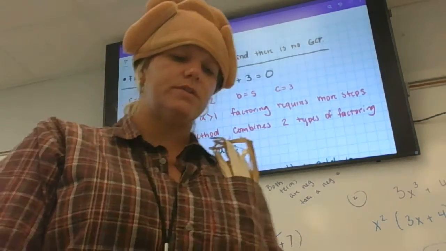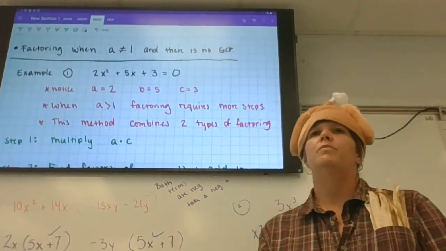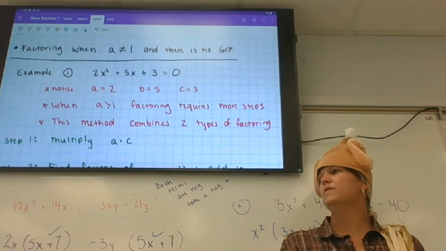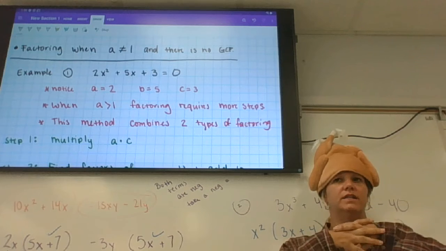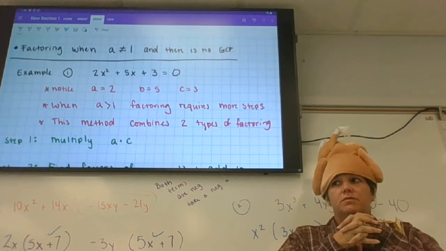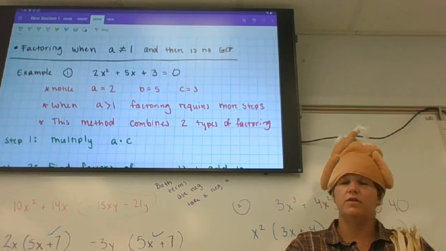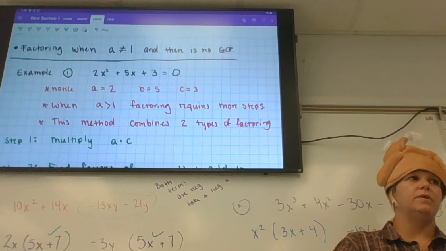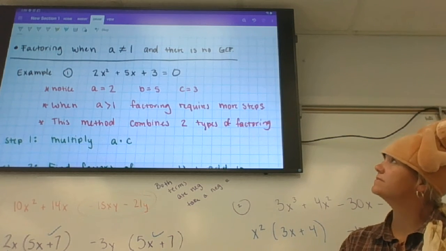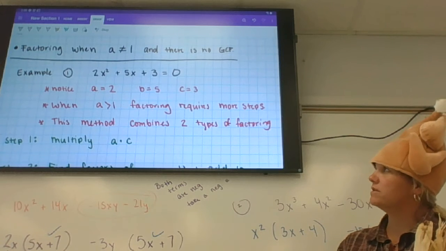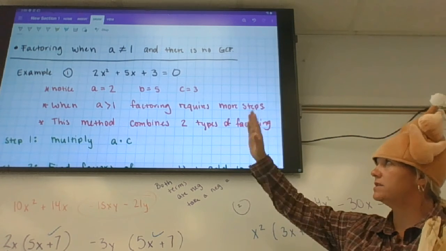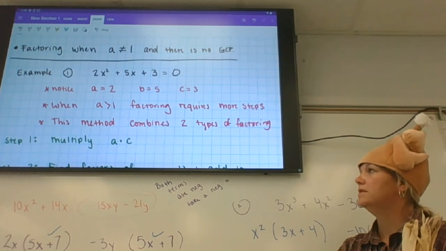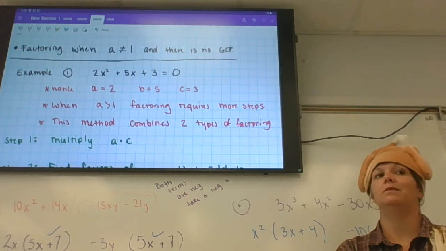Right now, you're going to take notes on kind of the longest, most complicated, most annoying type of factoring. It's actually two methods combined into one. But it's been going really well all day, so I think you guys are going to get it. So this is factoring when a doesn't equal 1, a being the number in front. So a doesn't equal 1, there's no GCF, so this only has 3 terms in it, 2x squared plus 5x plus 3. I think there's 5 steps you're going to write down.